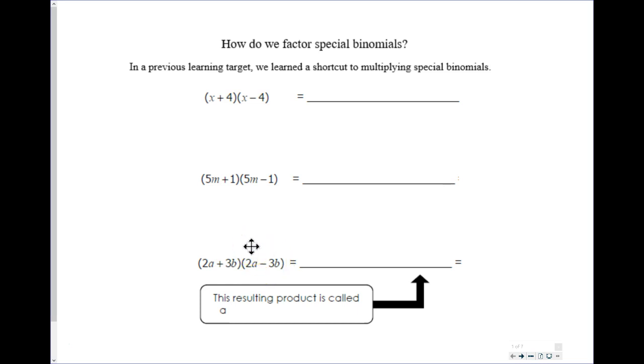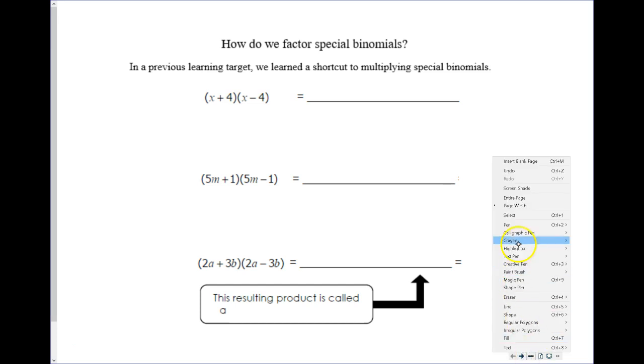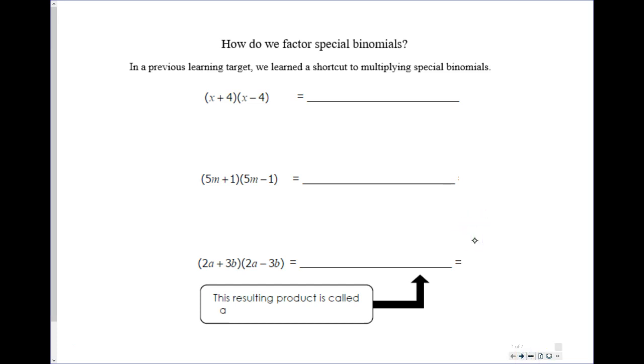So this is called a special binomial. It has this pattern in it. So we need to recognize these special binomials. So let's take a look at what the answer is to each of these, because the answer to each of these is also kind of special. So I'll first show you the box method, because I know a lot of you have forgotten. So we'll do this first one, x plus 4 and x minus 4.